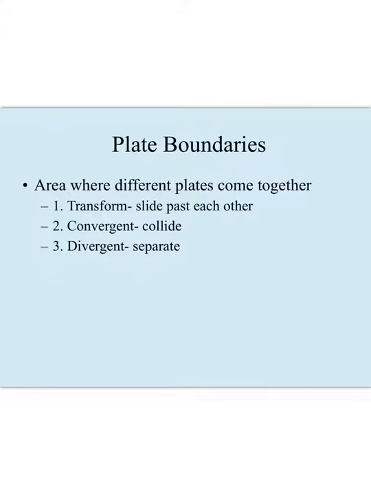Okay, so now our plates we talked about are moving. If they're moving on the Earth, they're going to hit each other. They're going to come together, they're going to go apart, they're going to slide past each other. So we have three main types of plate boundaries. We have a transform boundary. That's where plates slide past each other horizontally. They'll get stuck and they're going to eventually break and form earthquakes.